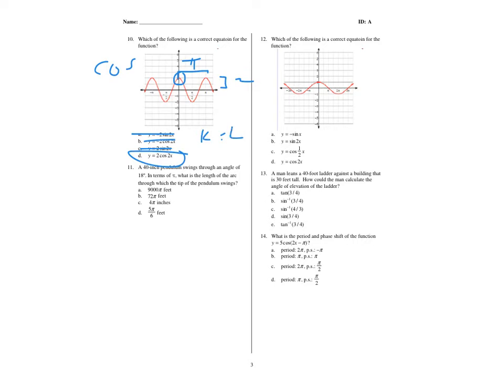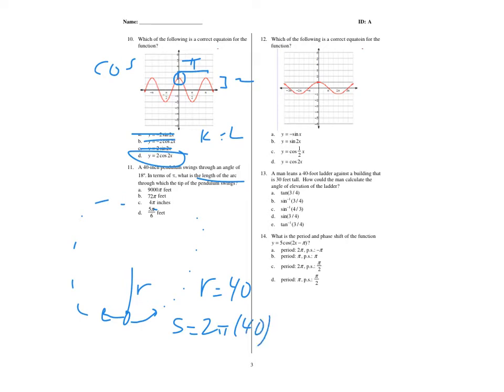All right, next one here, it says 40-inch pendulum. We can imagine the pendulum like this, swinging this way and that way. And you can imagine if it went all the way around, the pendulum length would equal the radius. So I'm going to say the radius here is 40. Then it asks what's the length of the arc. Arc length is like circumference, so it's 2 pi r, but not the whole thing. It's going to be just 18 over 360.